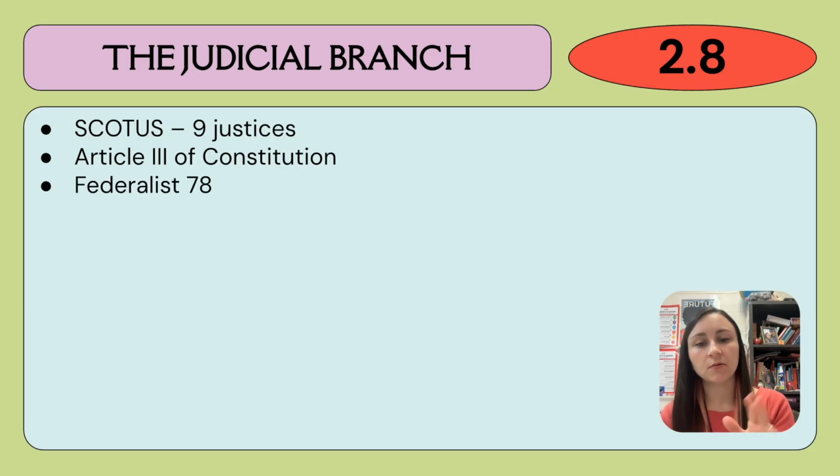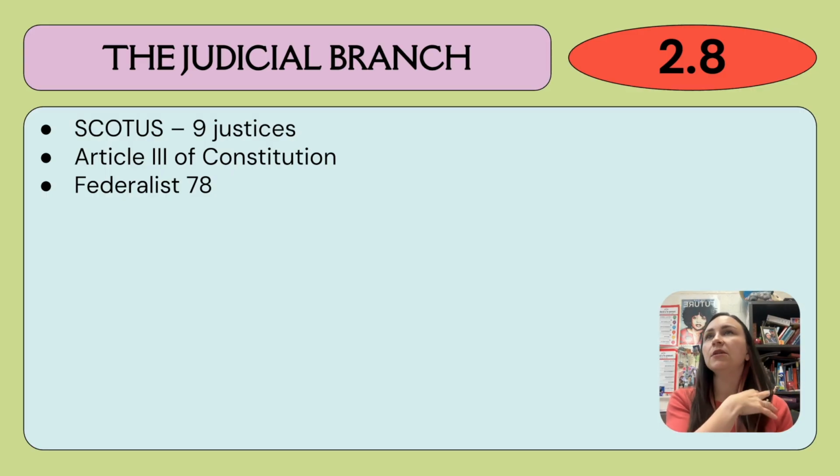One document that we are going to go over in class is going to be Federalist 78, and this is yet another document that you'll need to know in addition to Federalist 10 that talks about the division of factions, and Federalist 51, which talks about the separation of powers. Federalist 78 talks about the need for a judiciary.